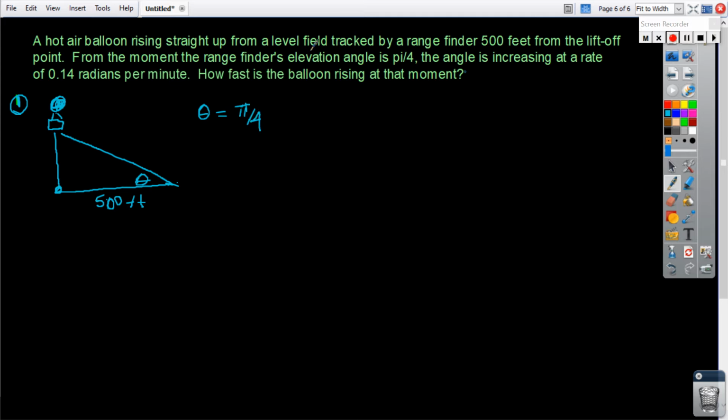The angle is increasing at a rate. Okay, so I told you rate was very important. A rate of 0.14 radians per minute. So what that tells me is that my d theta/dt, okay, this is the rate that theta is changing in terms of time. All right, so d theta/dt is 0.14 radians per minute. Okay, and then it says how fast is the balloon rising. So the first step I would say is, if you can, draw it.